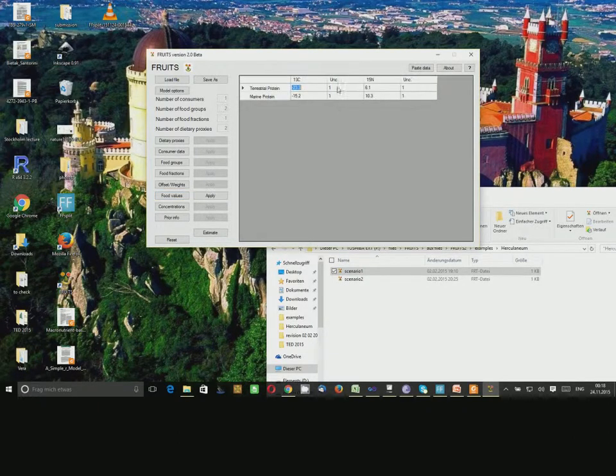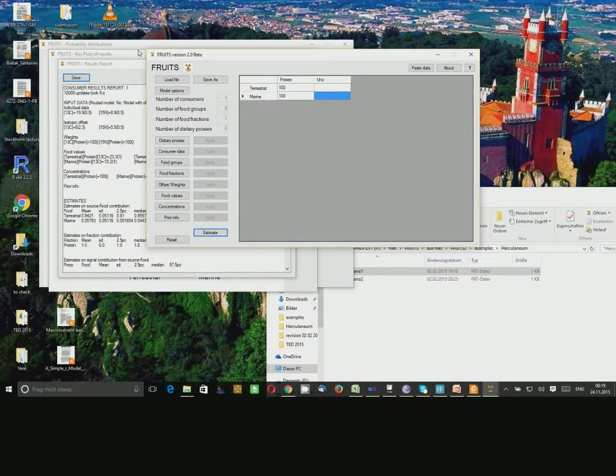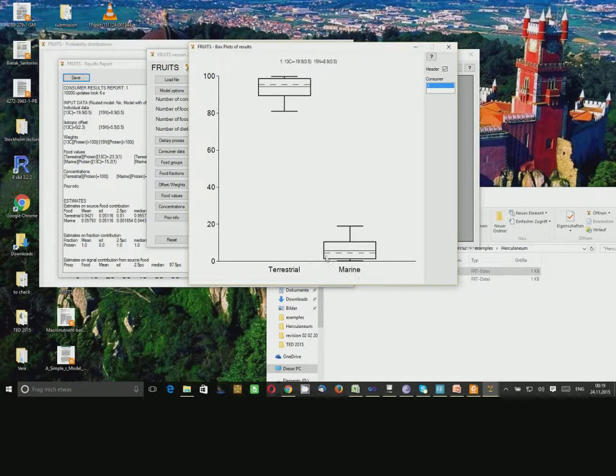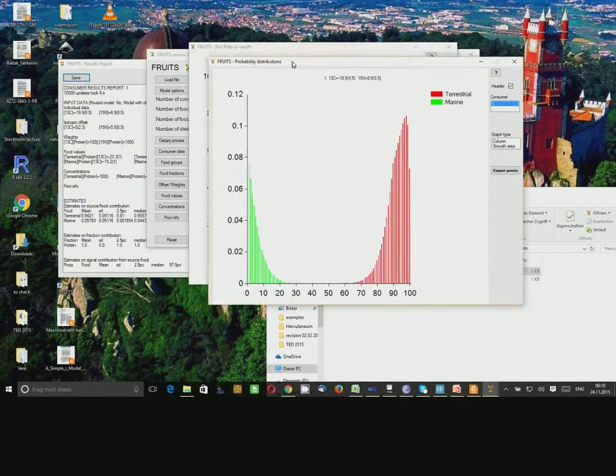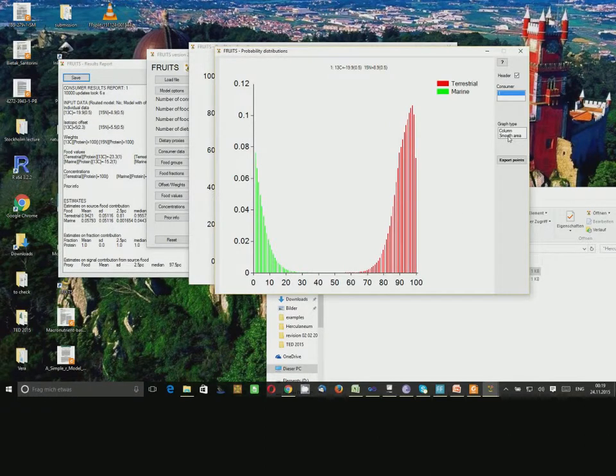The protein values in the different food groups for carbon and nitrogen, and this is a concentration independent, so food sets these values to 100. So now we can generate the estimates, and you will see that the diet of this individual is predominantly terrestrial diet. You can see it here, okay, in the box plots, also in the probability distributions. I can show this as a smooth area, okay.